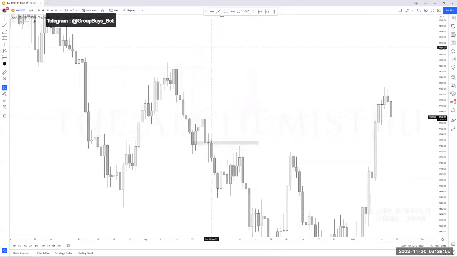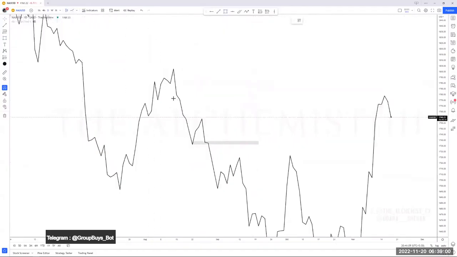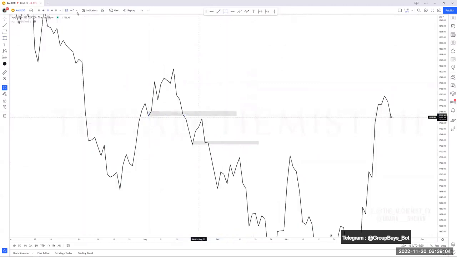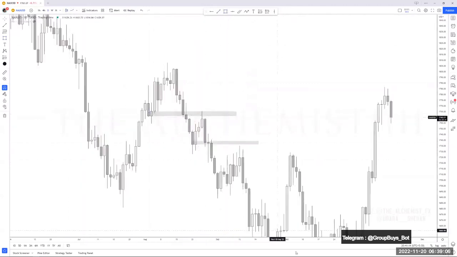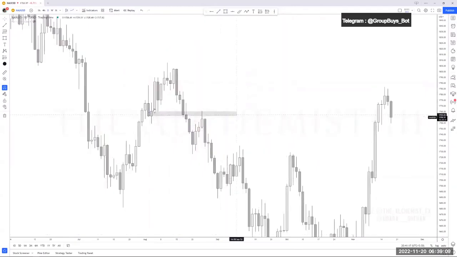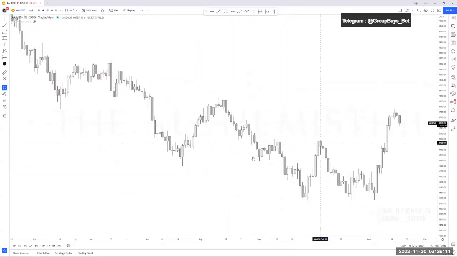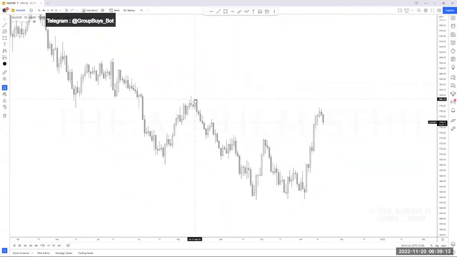Let's see some more. In here, what is this? A support, right? Now it is broken, then it turns into a resistance. So what happens? It taps, then starts to drop. So these are examples of the key levels that we use. These are the most common ones.